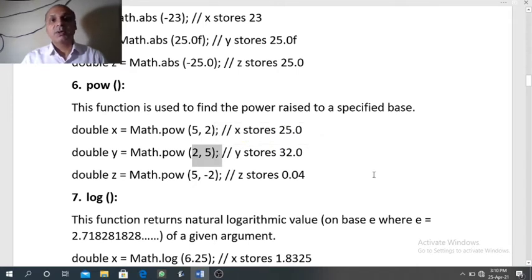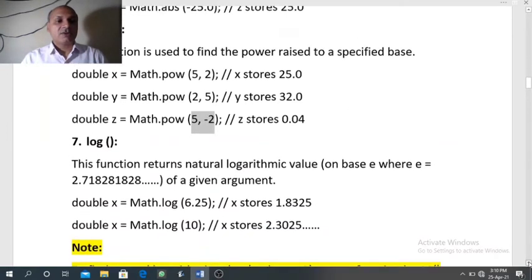Second arguments 2, 5 mean 2 is the base, 5 is the exponent. It means 2 to the power 5. So 2 is multiplied 5 times, so we will get 32.0. Now in the third example 5, minus 2. It means 5 to the power minus 2. In that case, when we remove the minus sign, it will change to 1 by 5 square, that is 1 by 25. So if you solve 1 by 25, you will get 0.04.